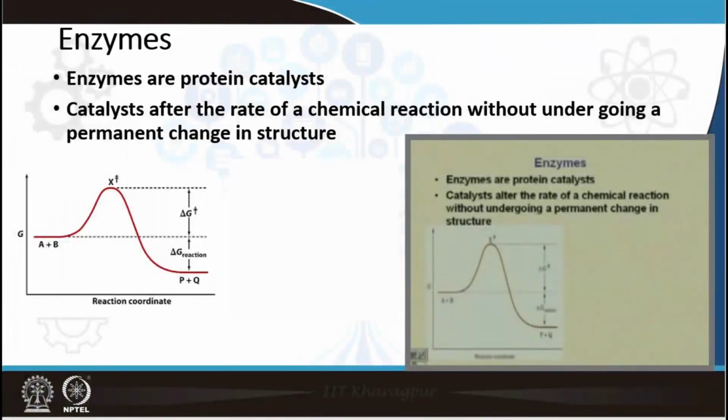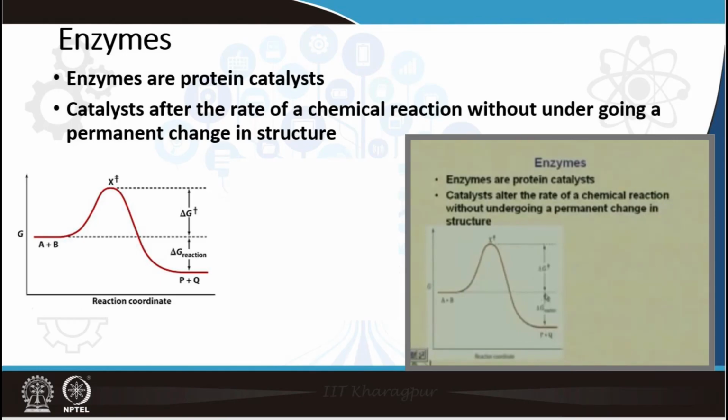Now, this is a typical diagram that all of you have seen, that gives you the free energy of A plus B. These are the reactants, and your P plus Q in this case are the products. You have a delta G of reaction, which is the G of P plus the G of Q minus the G of A and the G of B, right? It is G final minus G initial. And this is your transition state, your activation state, so this activation barrier has to be overcome to get you from the reactants to the products.